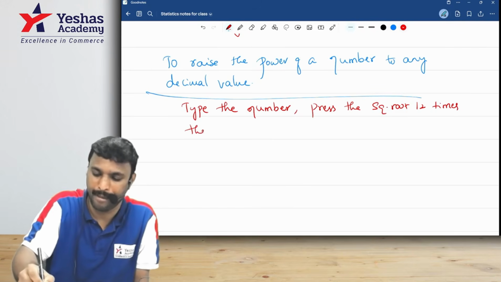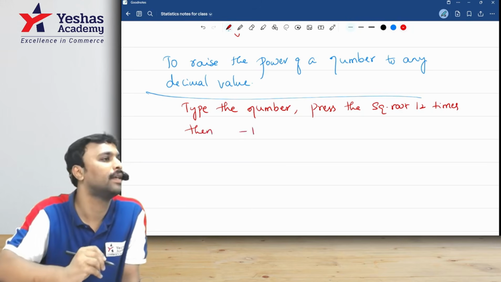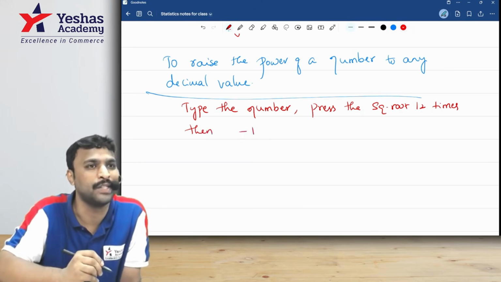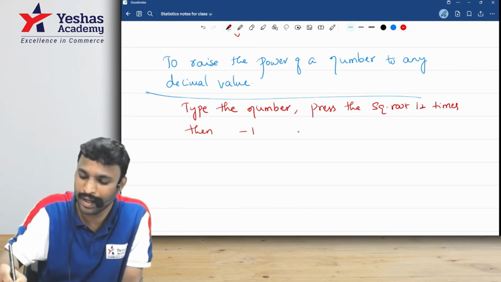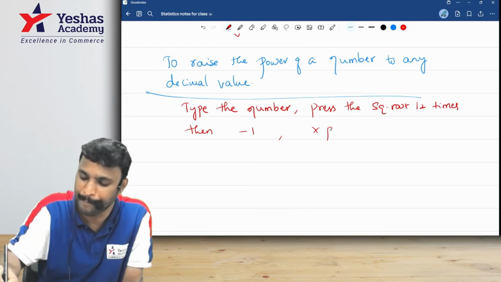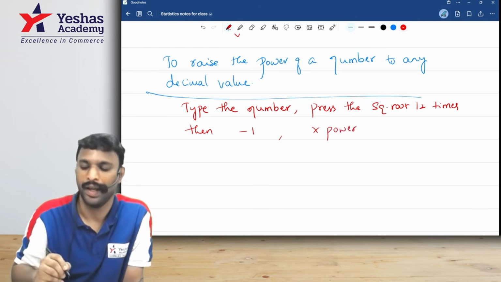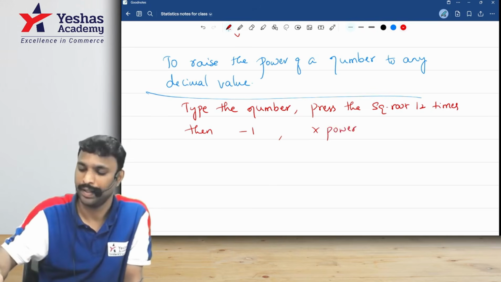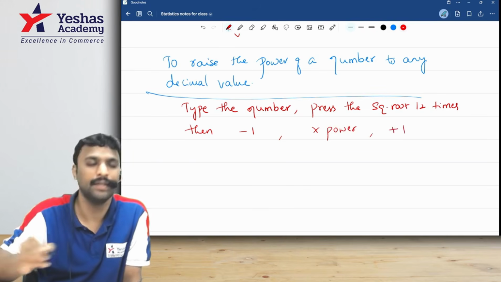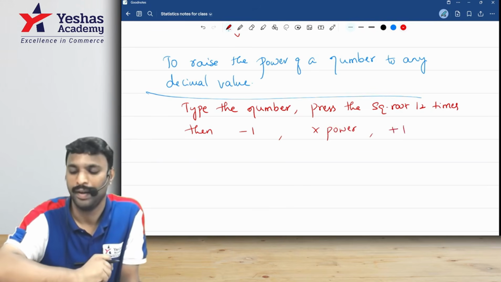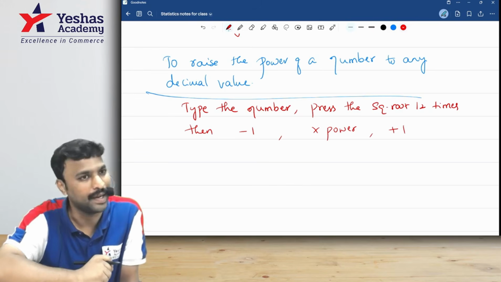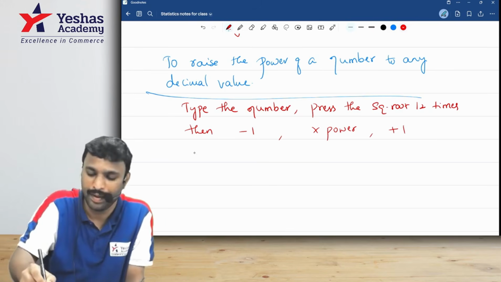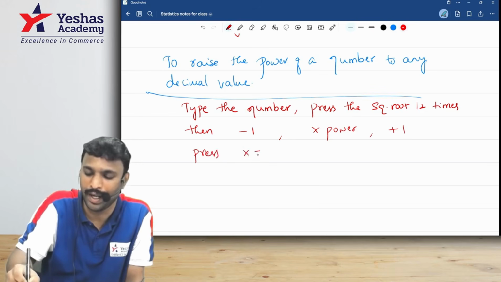Then minus 1. Then into power. Then plus 1. Finally, press into equal 12 times.